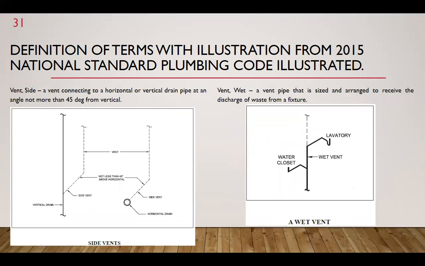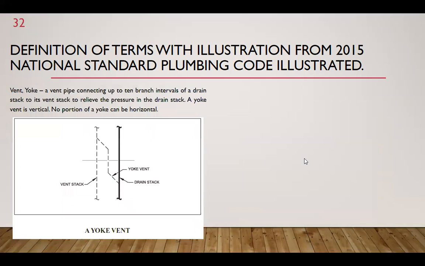And side vent, a vent connecting to a horizontal or vertical drain pipe at an angle not more than 45 degrees from the vertical. Yeah. Wet vent, a vent that is sized and arranged to receive the discharge of a waste flow fixture. Yan. Yung vent ng water closet mo, ito na yon. Yung drain naman ng laboratory. Yung vent, a vent pipe connecting to a vent pipe connecting up to 10 branches interval of a drain stack to its vent stack to relieve the pressure in the drain stack.